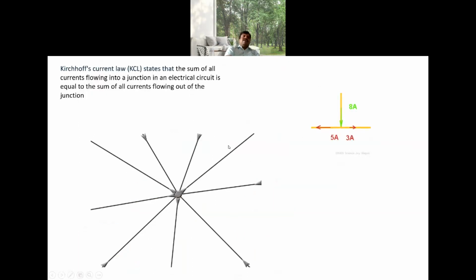Okay. Now we will see the Kirchhoff laws. There are two types of Kirchhoff laws: Kirchhoff current law and Kirchhoff voltage law. Kirchhoff current law states that the sum of all currents entering into a junction in an electric circuit is equal to the sum of all currents flowing out of the junction.